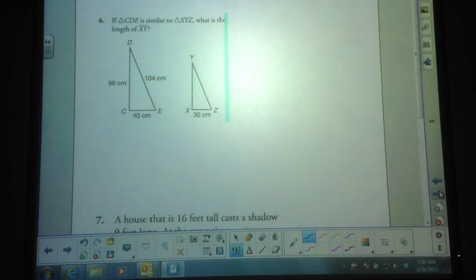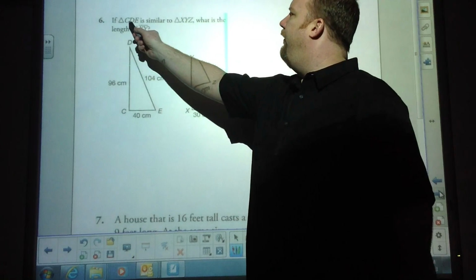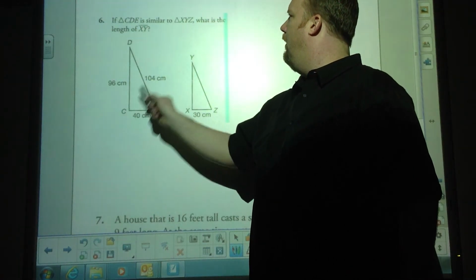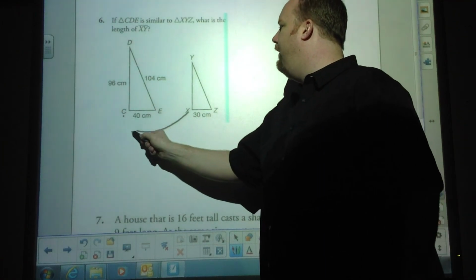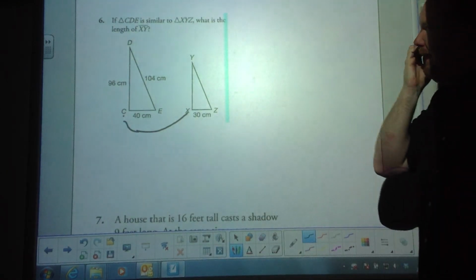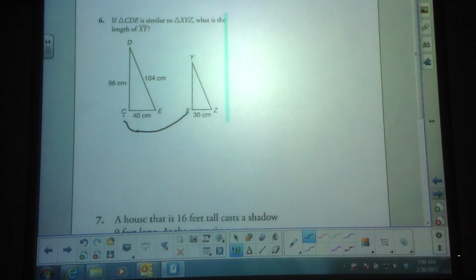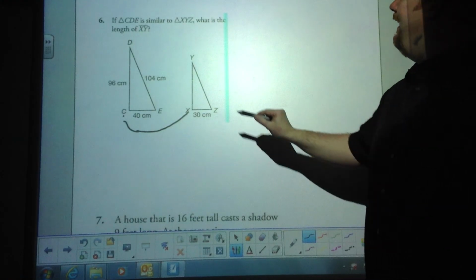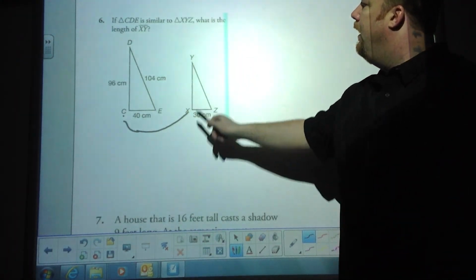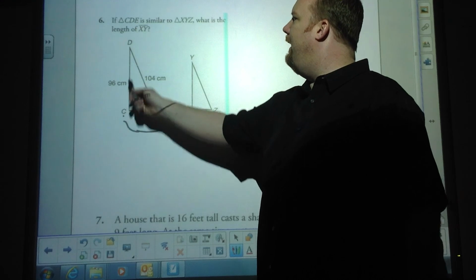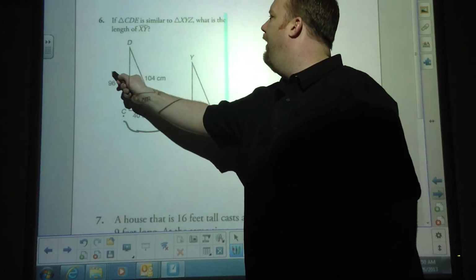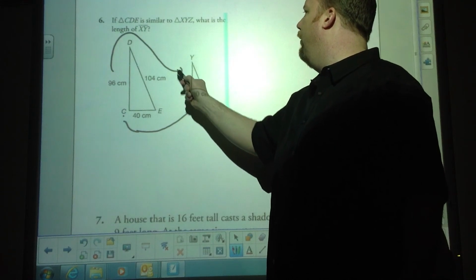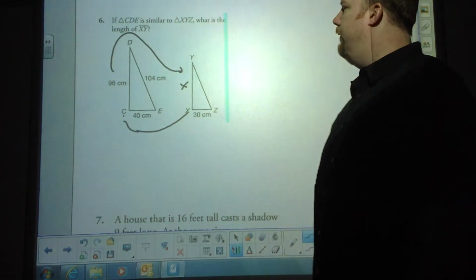Okay. C comes first in the alphabet. X comes first in the alphabet here, so these correspond to each other. Again, visually you can tell that, but it's not always going to be that easy. So it's asking you, what is the length of XY? Well, C goes to D, X goes to Y in the alphabet. Therefore, these two side lengths are going to correspond, and we don't know what that one is.